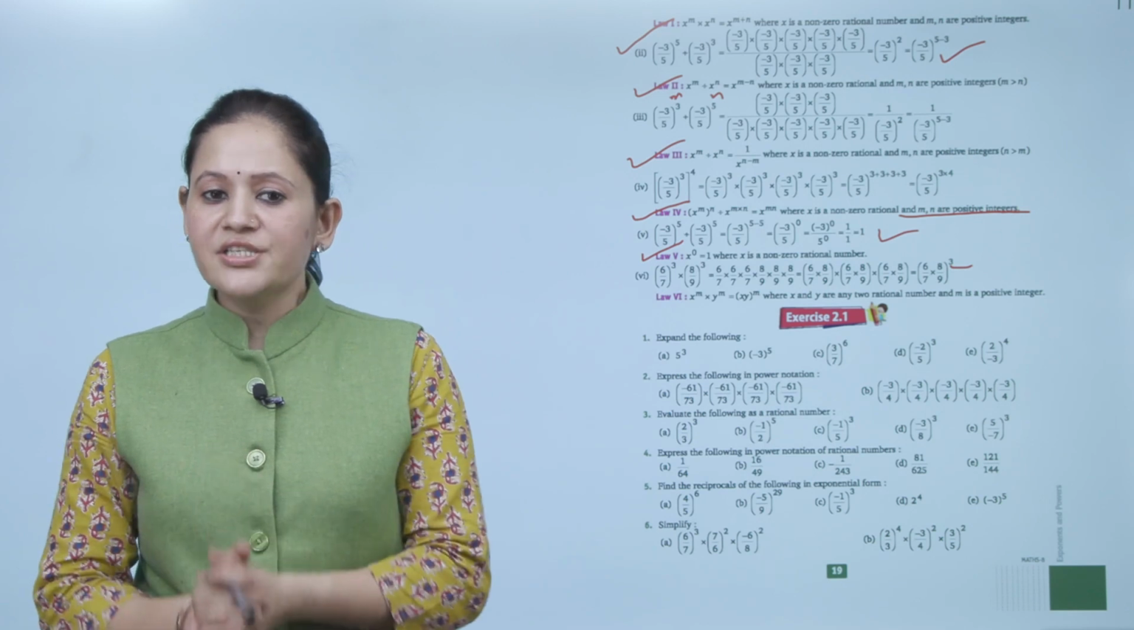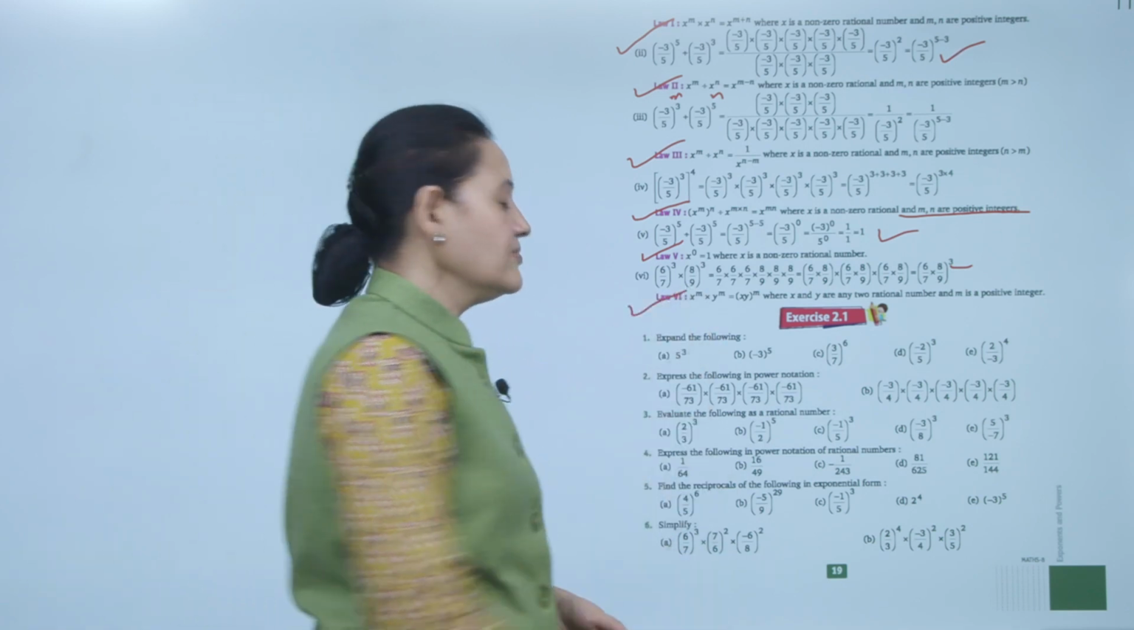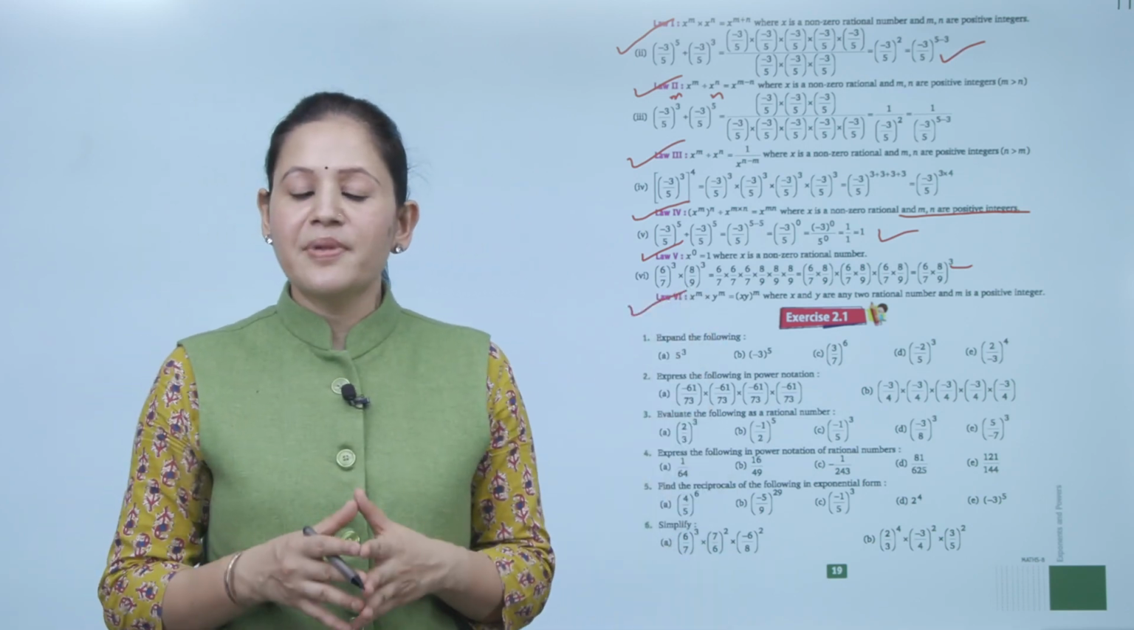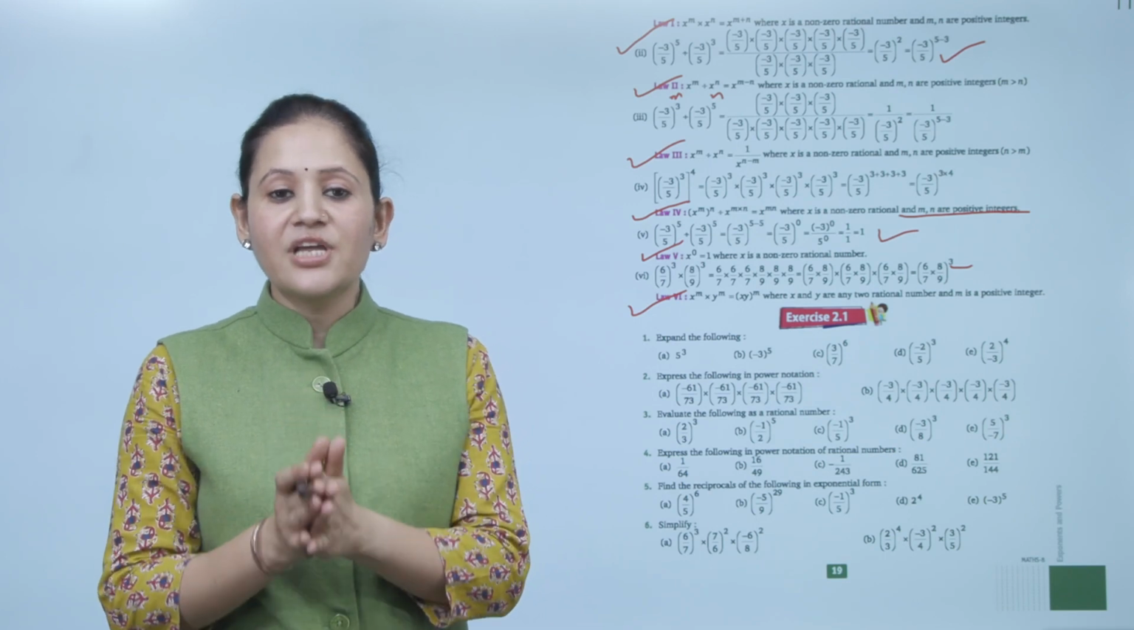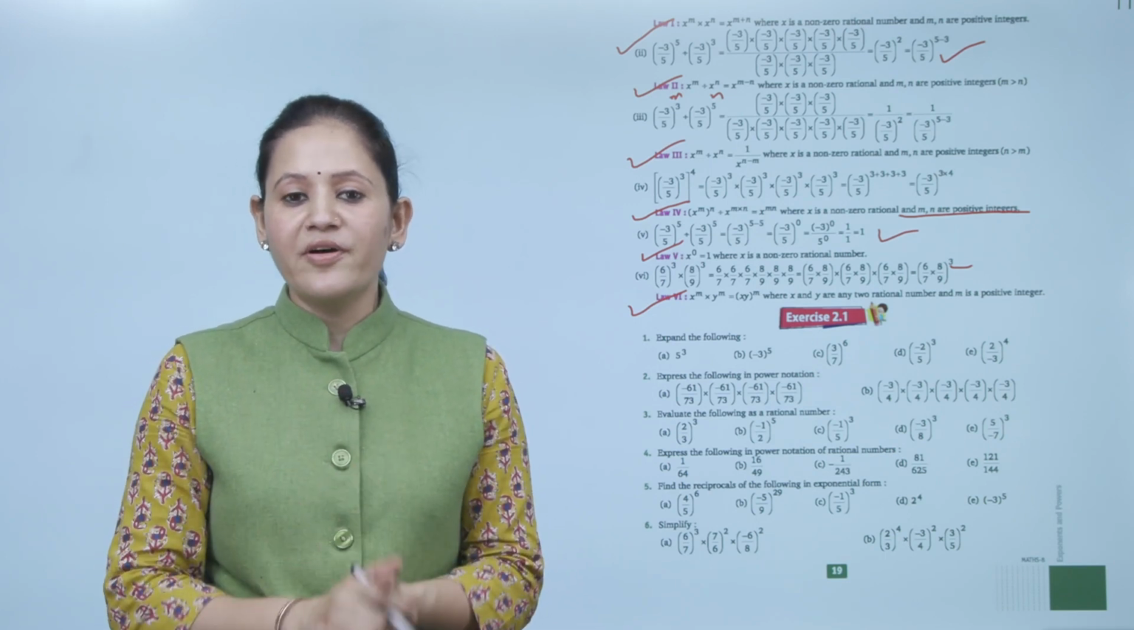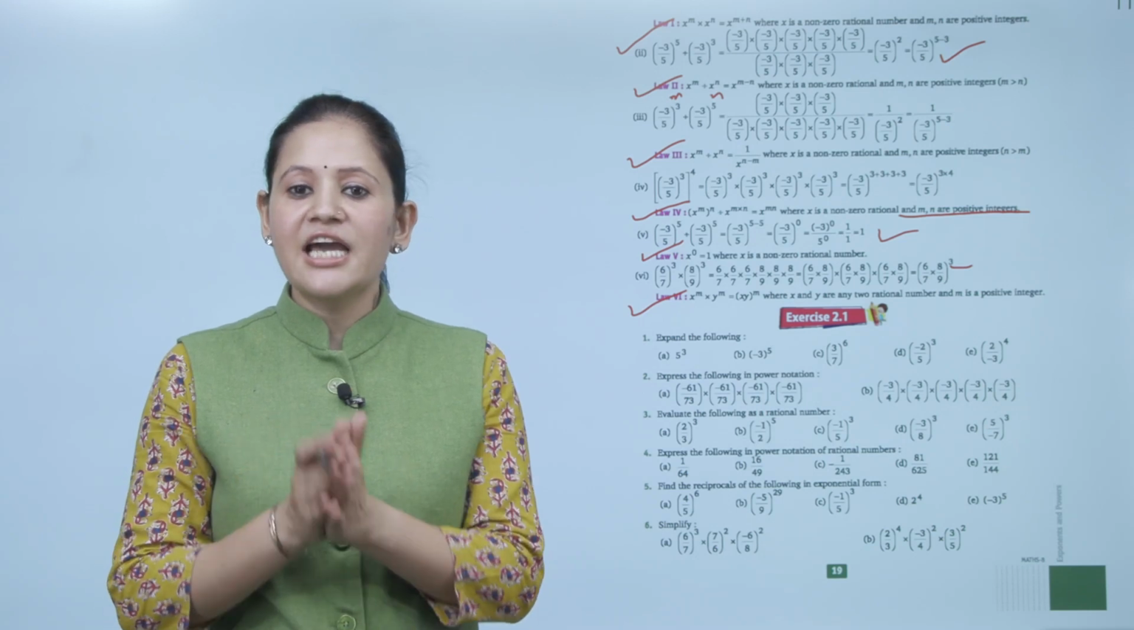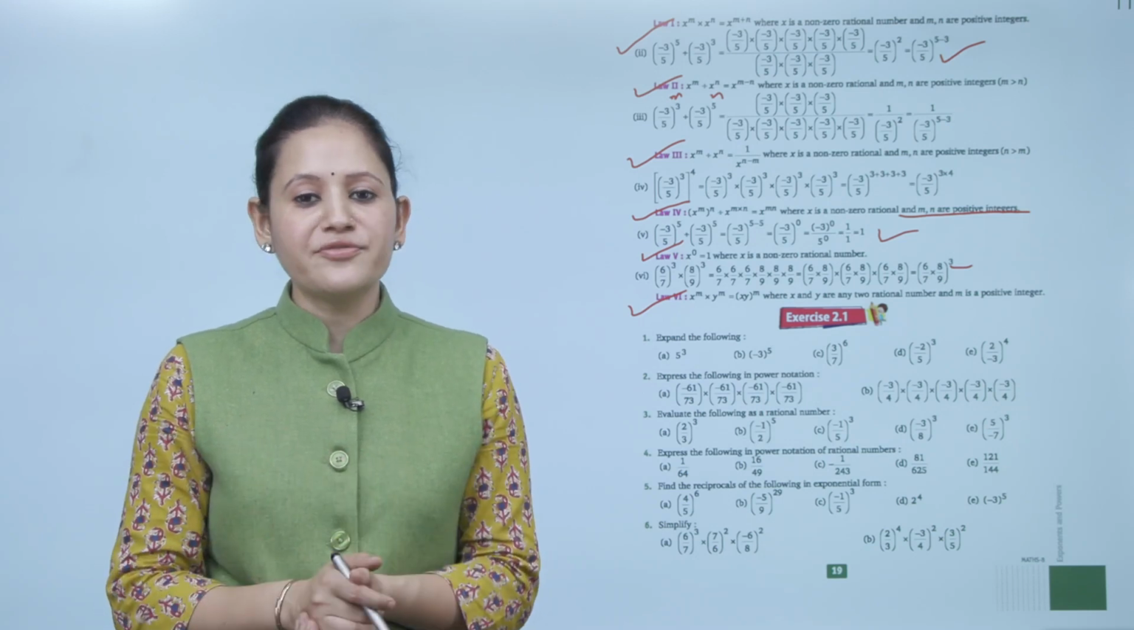So law 6: x to the power m multiplied by y to the power m is equal to (xy) whole power m, where x and y are any two rational numbers and m is a positive integer.